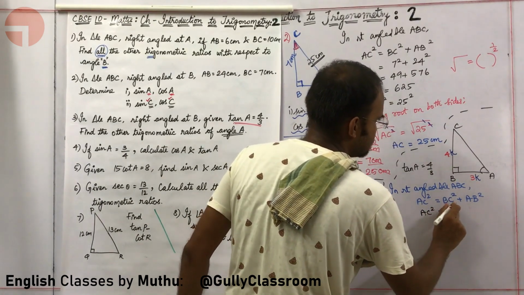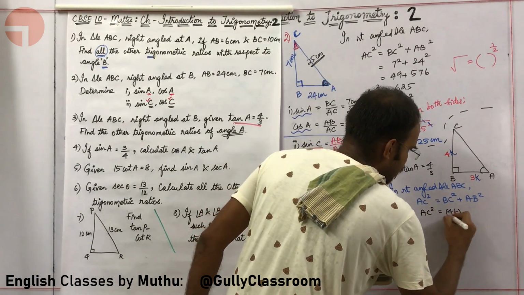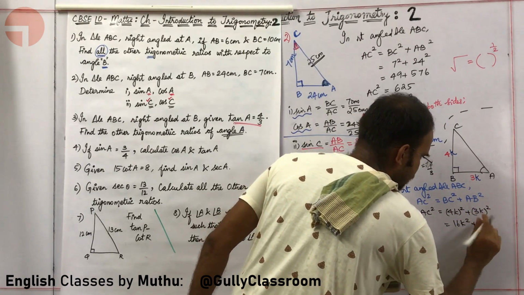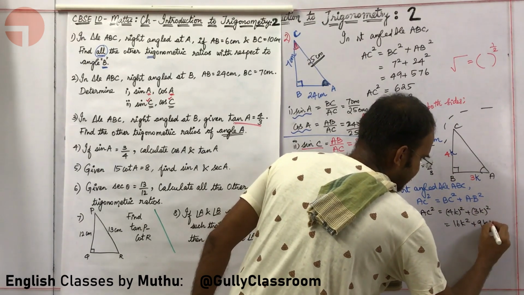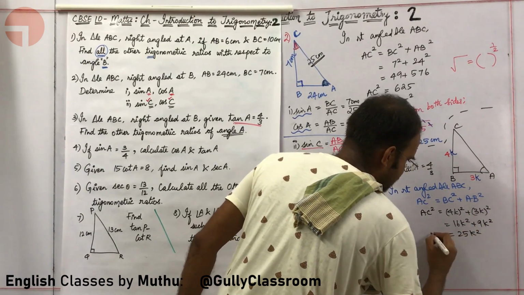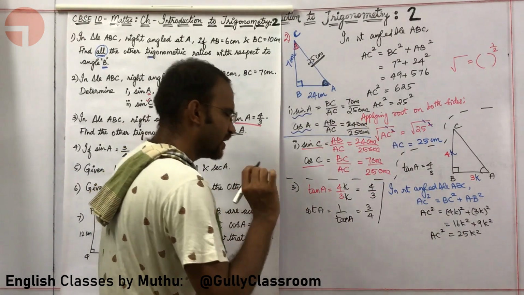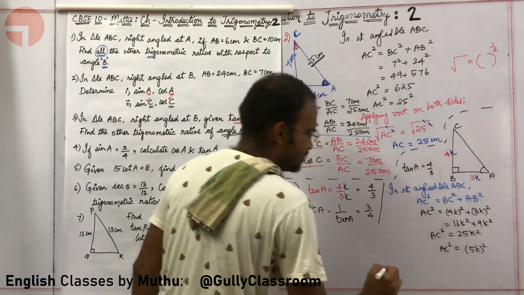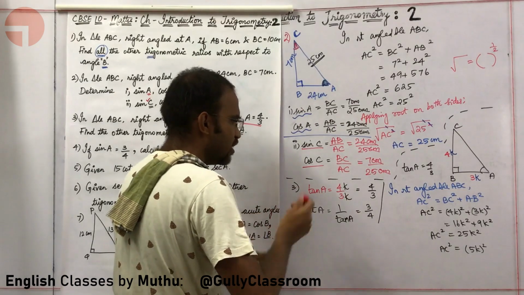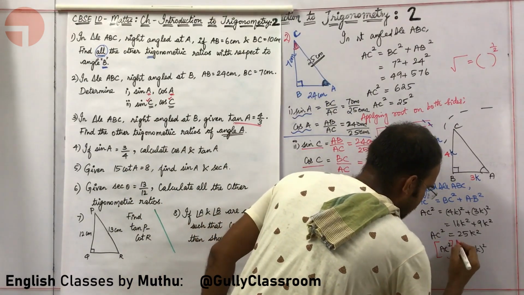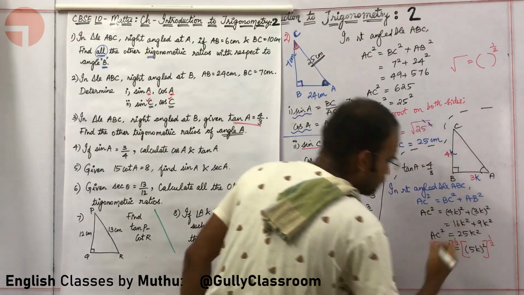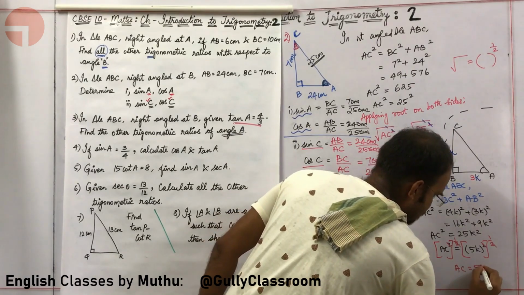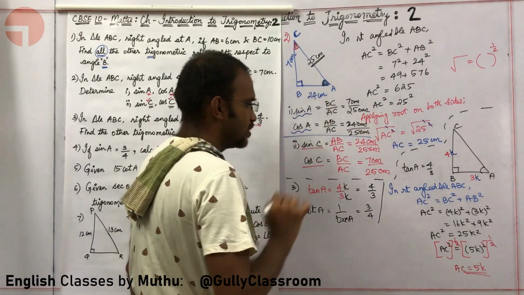AC square. BC is nothing but 4k whole square. AB is nothing but 3k whole square. This is going to be 16k square and this is going to be 9k square. If you add this, you will get 25k square. Now this can be written as 5k whole square, which equals AC square. Taking root on both sides, you will simply take the power of 1 by 2. 2 and 2 will get cancelled. AC is equal to 5k.